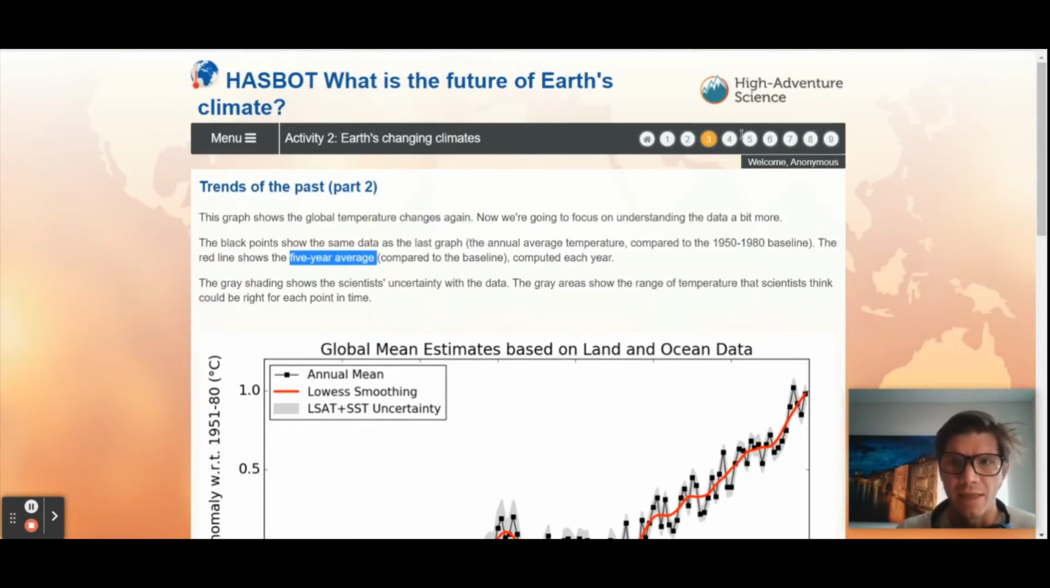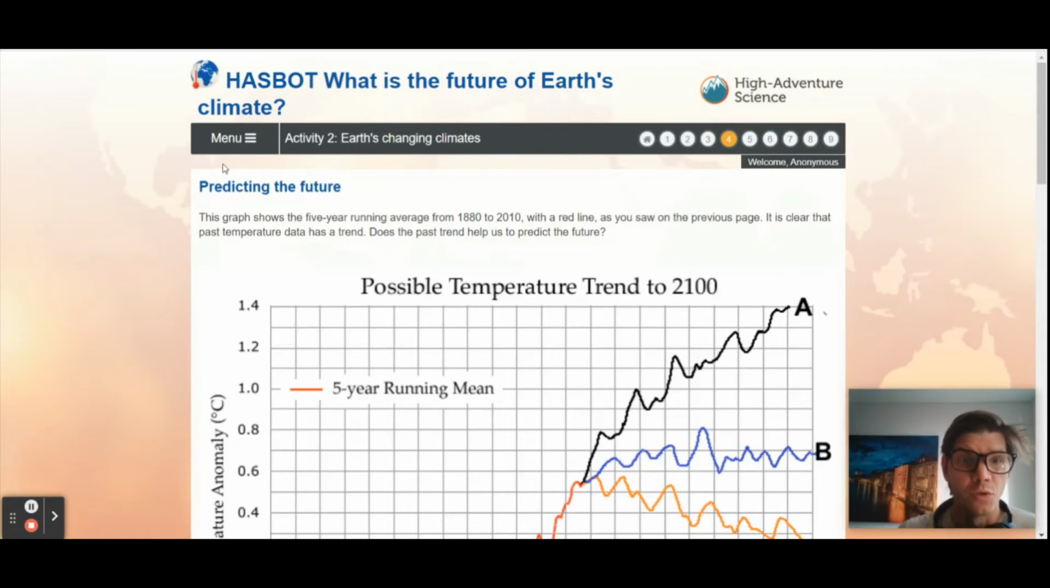Let's take a look at the next section, 4. So this next section, we're going to be predicting the future. So how can we take those trends and those patterns that we see right now and make predictions about what's going to happen later on?